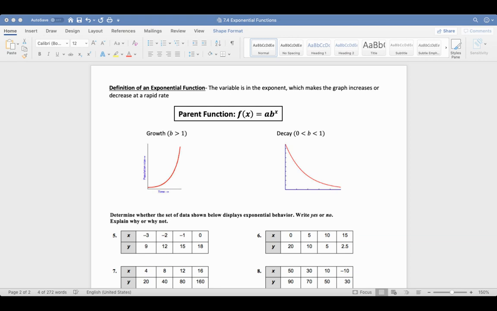From a table, we can tell if we look down the y column and see, how am I changing? If I'm changing by adding, nope, adding the same thing each time is linear. Am I changing by multiplying by the same thing each time? And if that's the case, then yes, it's exponential.